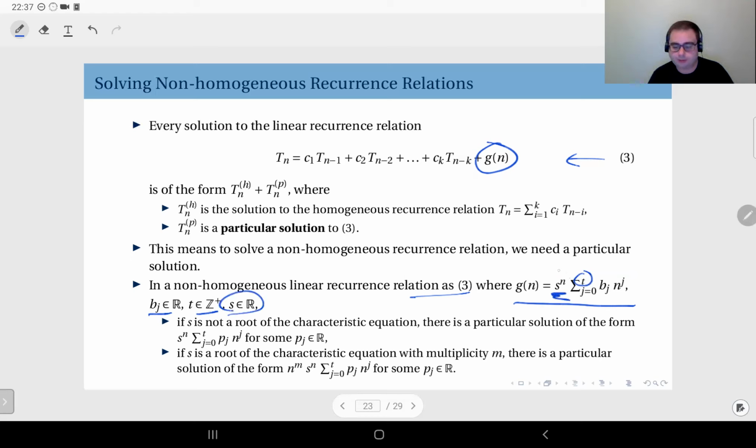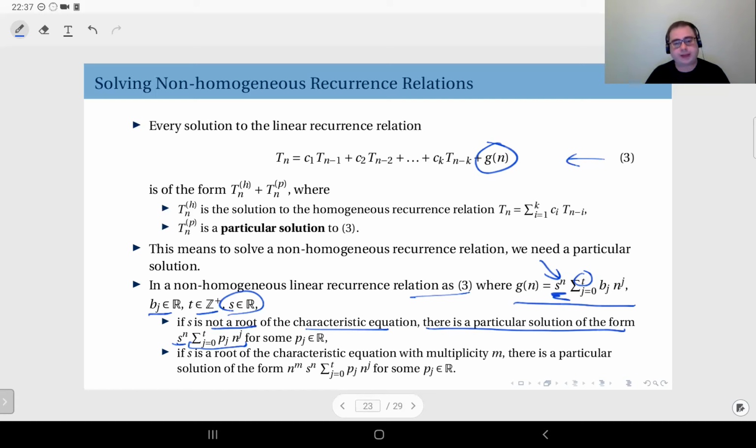If s, the base of the exponential function here, is not among the roots of the characteristic equation, so if the s to the power n term doesn't appear in the homogeneous solution part, then there is a particular solution of the form s to the power n times this polynomial term, for some p j coefficients. So you will have such a form of particular solution, where the coefficients need to be solved from the recurrence relation.